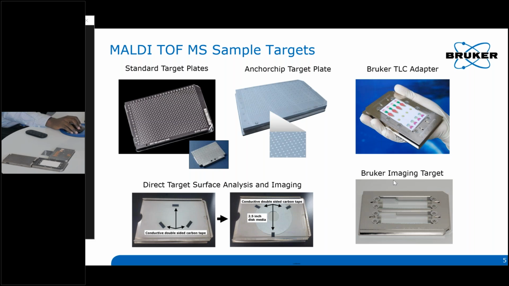And then lastly, we have these 2 other targets that are usually for imaging. One fits 2 ITO glass slides for tissue imaging or biological sample imaging. And then there's another direct surface analysis target that fits larger surfaces, such as this disc here, which was attached onto it using double-sided carbon tape and imaged as is after spraying with the matrix.